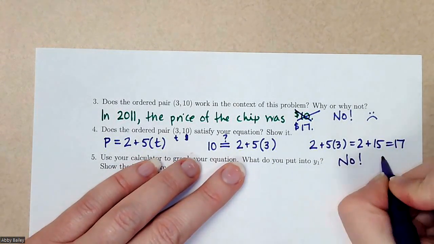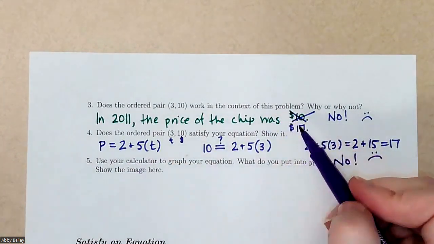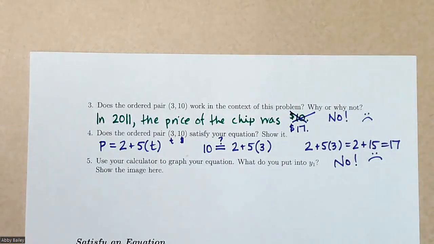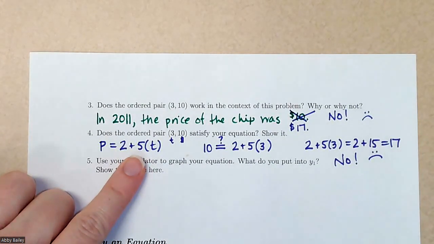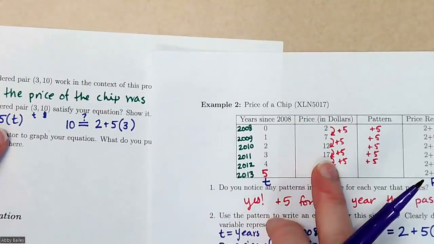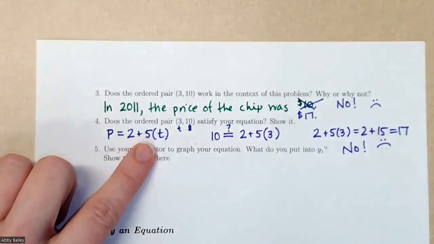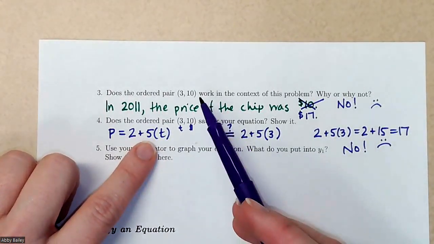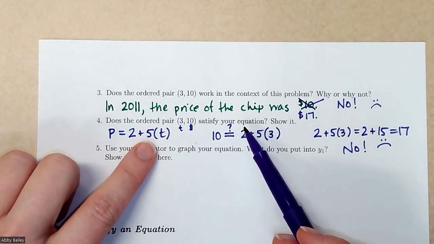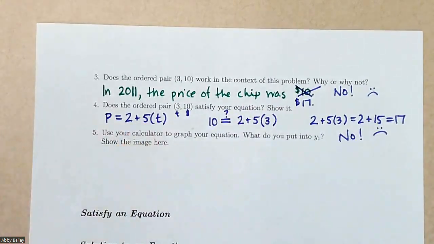No. 10 does not equal 17, which is similar to what we saw here. So I wanted you to see that for this equation, you could use the table, which is what I did right off the bat, or you could use the equation to say whether or not it works in the context. And that is the same as saying, does it satisfy the equation?